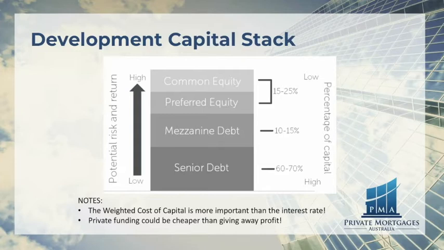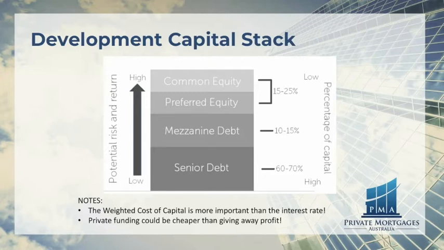taking on a bit more risk, you get what's called preferred equity. So this is equity that comes in. It's not debt. It's equity that goes into the project, and it gets paid back in preference to the common equity providers. The common equity providers being the developer's cash that goes into the project.